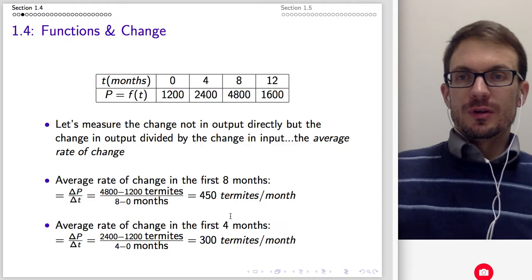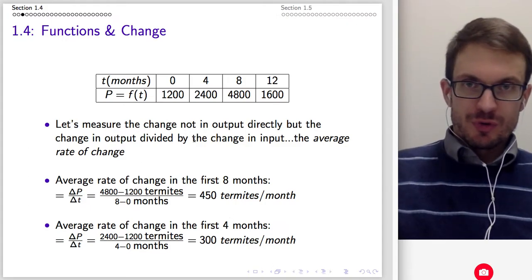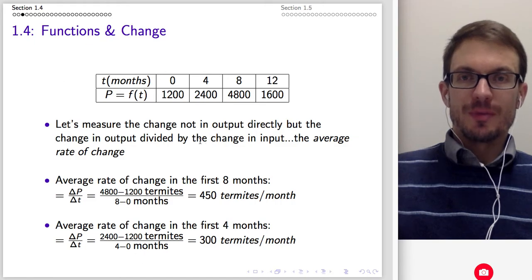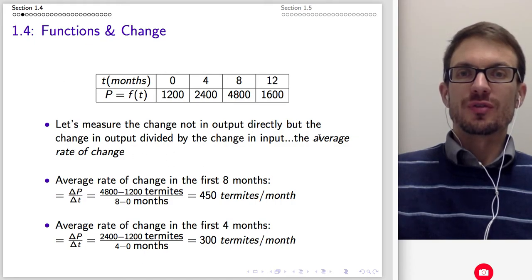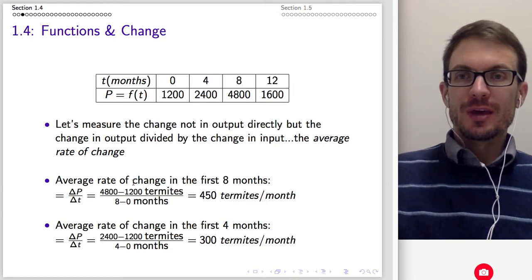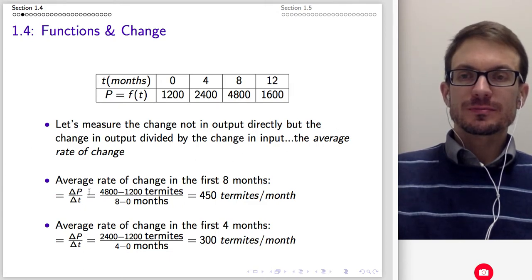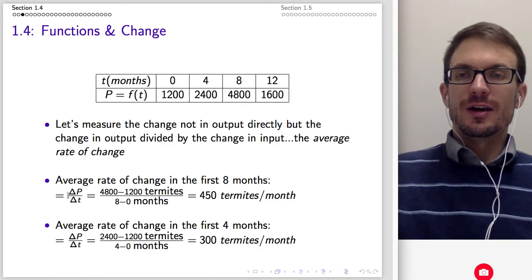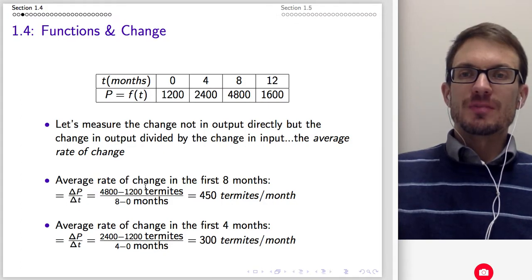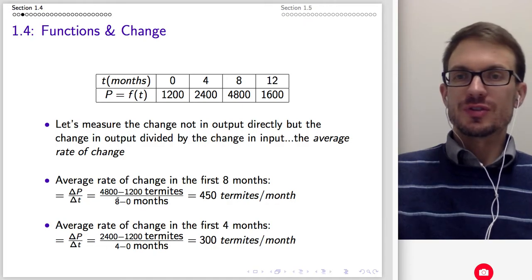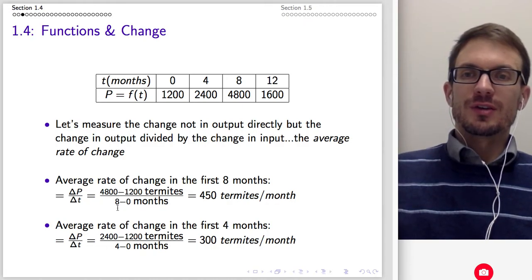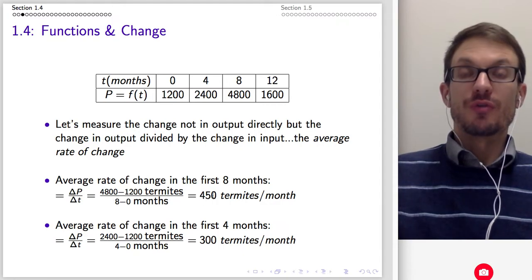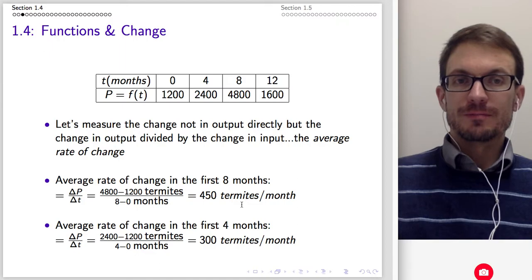Okay. So the next thing we can do is say, well, suppose we're not interested just in the absolute growth of the population, but we're interested in the rate of change. So in particular, we can calculate the average rate of change. The average rate of change in the first 8 months, it's the change in population divided by the change in time, right? So delta p, this delta just means change, and this is change in t. So we have delta here. The change in population, 4800 minus 1200, that was 3600 divided by 8, because our change in time was 8 months. So we have 450 termites per month is the growth rate, the average growth rate.